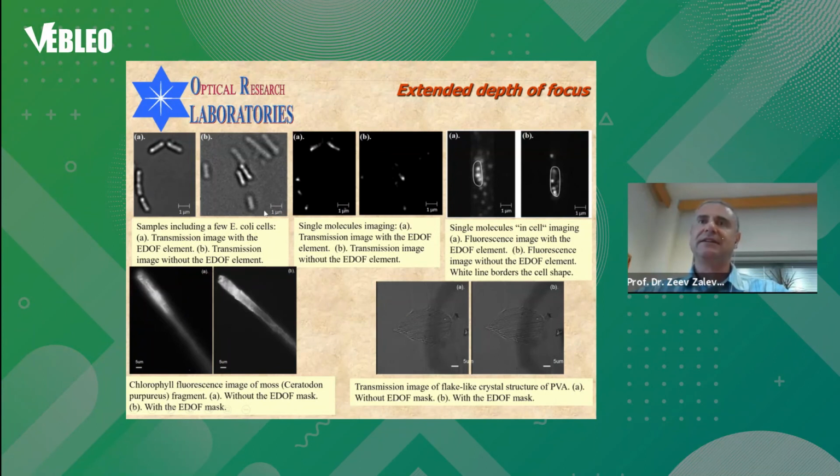So in the non-extended depth of focus, you see 2 cells, E. coli cells, all the rest are blurred. In our case, everything is in focus. So again, another example, you barely see something without the depth of focus extension. In our case, you see much more details because everything is in focus at a much larger axial distance.